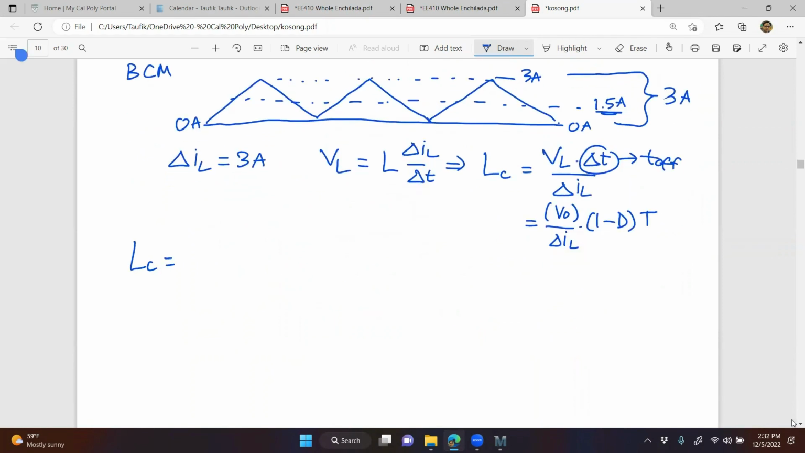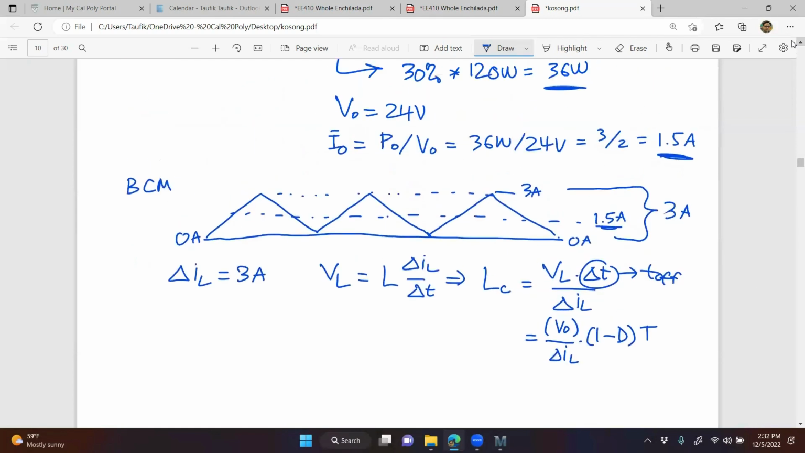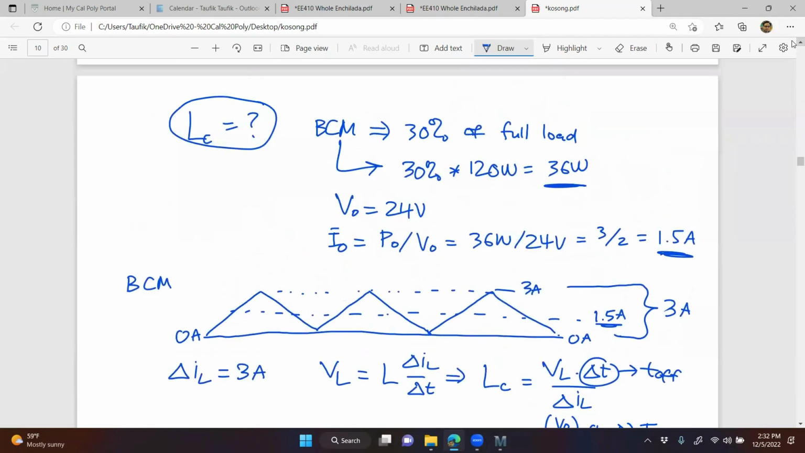So LC is equal to V out. What is V out? 24, if I'm not mistaken. Delta I is 3. And then 1 minus duty cycle. Ooh, do we know the duty cycle? We haven't found the duty cycle yet. We should have a formula for it. Yes, we have V in and V out, and we have the turns ratio, don't we?